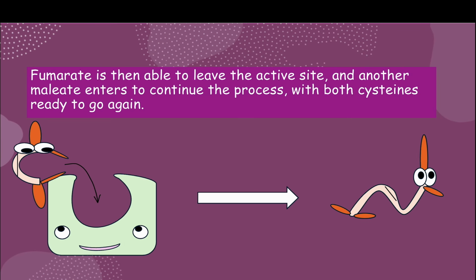Fumarate is then able to leave the active site and another malleate enters to continue the process, with both cysteines ready to go again.